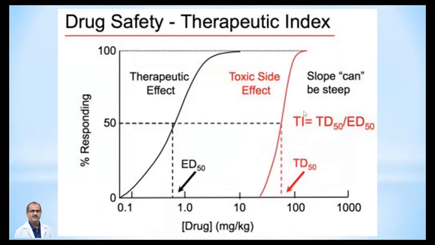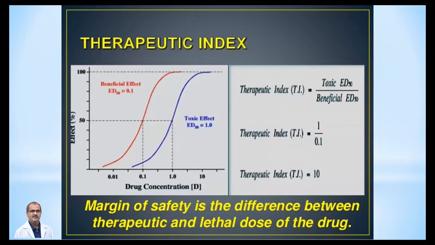So usually therapeutic index is TD50 divided by ED50. So this is the therapeutic index. Usually in this dose range what we will get is the toxic side effects. Once again in this chart we can get the clear-cut response and margin of safety. What is a margin of safety? It is the difference between the therapeutic dose and the lethal dose. So you can see toxic dose 50 and beneficial dose 50.